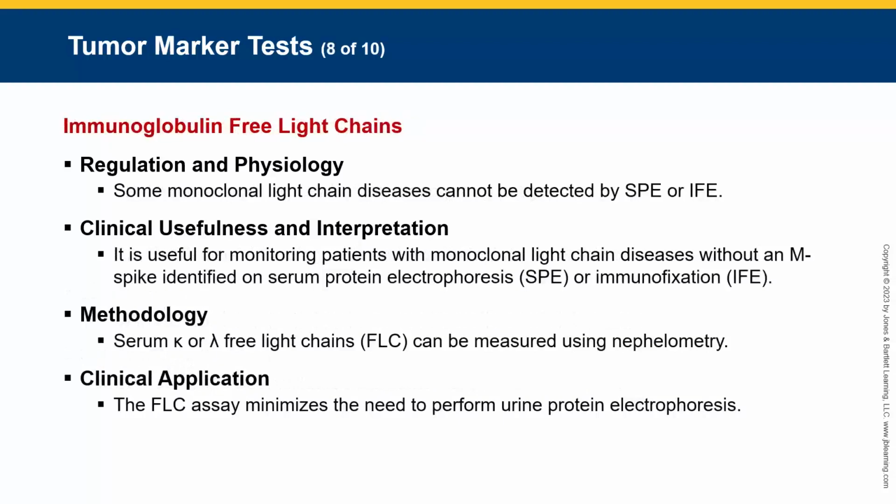Immunoglobulin free light chains. Some monoclonal light chain diseases cannot be detected by SPE or IFE, serum protein electrophoresis or immunofixation electrophoresis. It is useful for monitoring patients with monoclonal light chain disease without an M spike identified on serum protein electrophoresis or immunofixation. Methodology: serum kappa or lambda free light chains, FLC, can be measured using nephelometry. The FLC assay minimizes the need to perform urine protein electrophoresis.